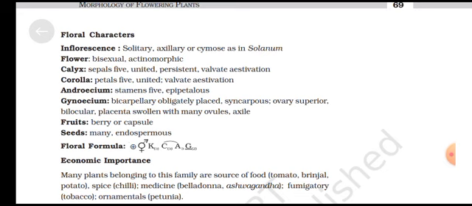Floral formula: actinomorphic, bisexual. Calyx 5 fused. Corolla 5 fused. Androecium 5. Corolla and androecium are arranged epipetalous. Superior ovary. Gynoecium 2 fused.